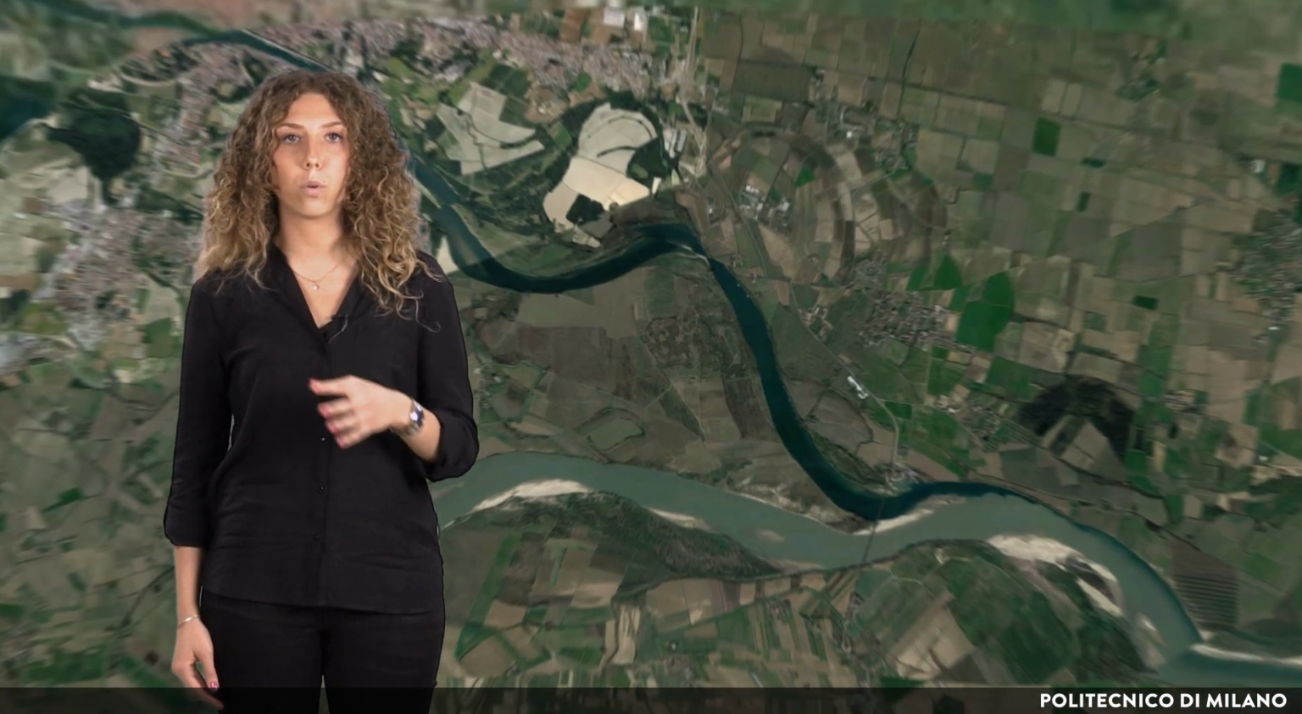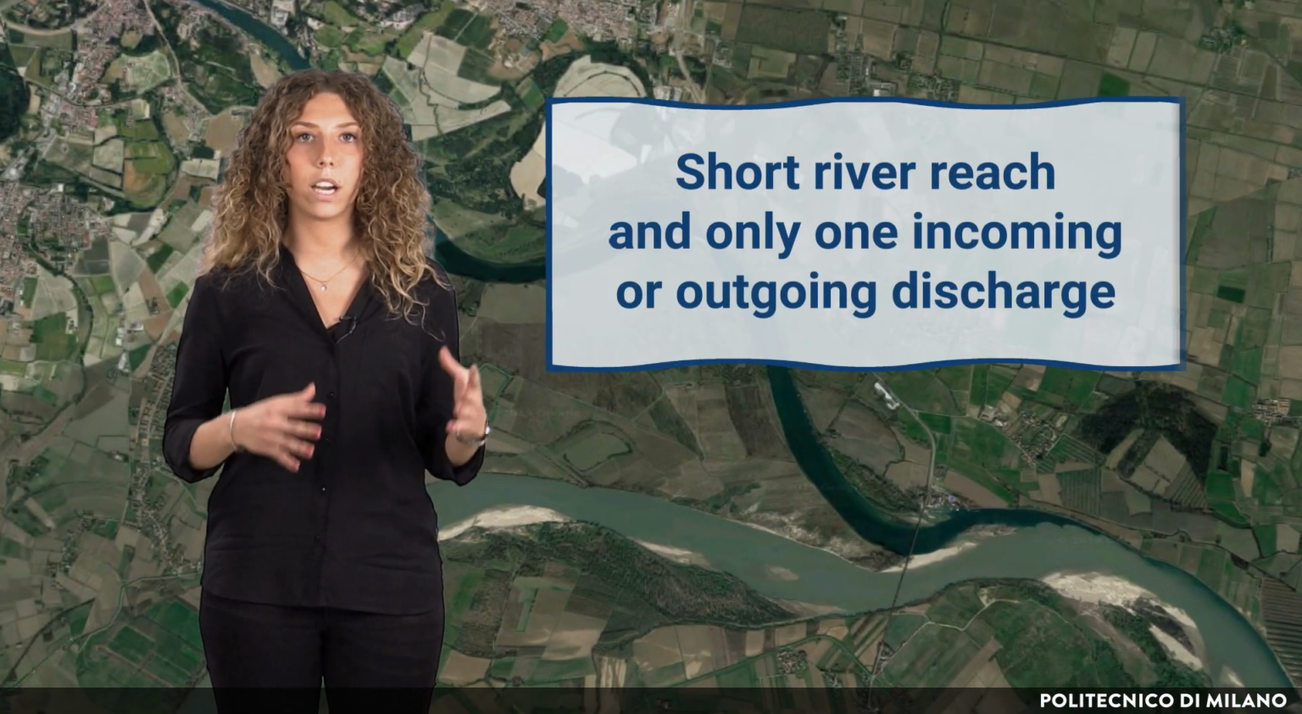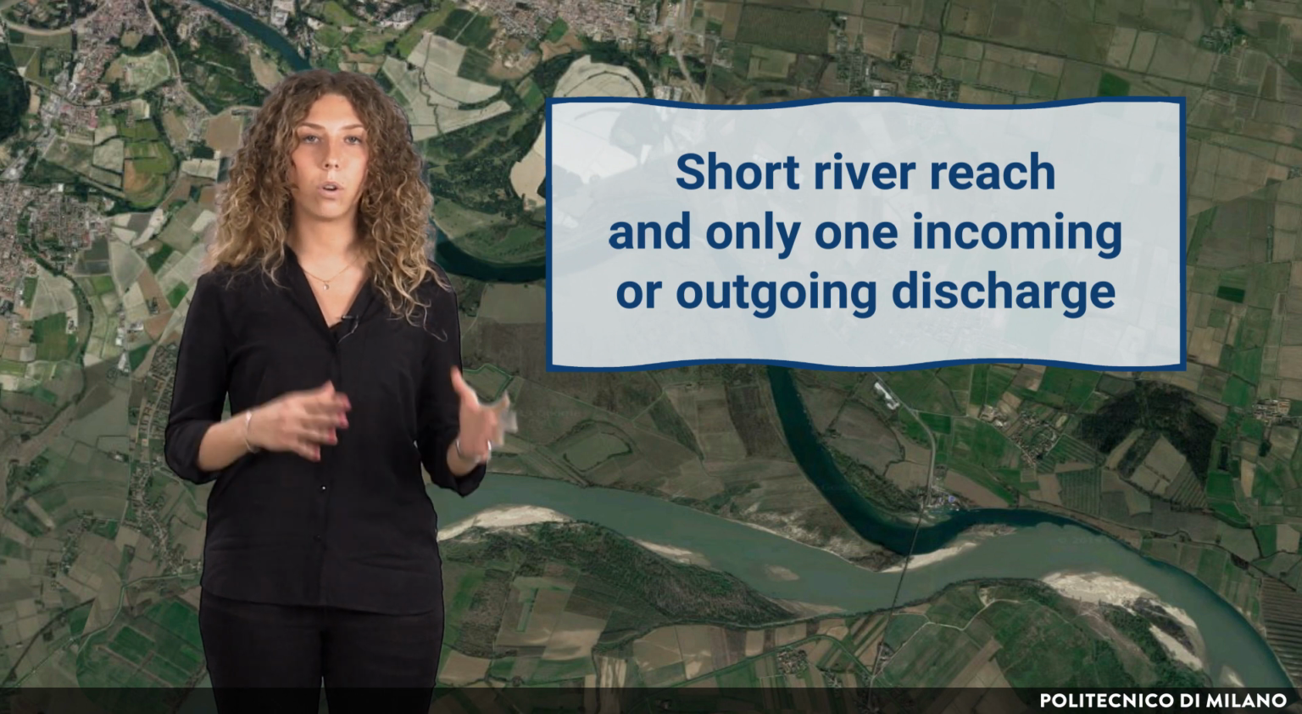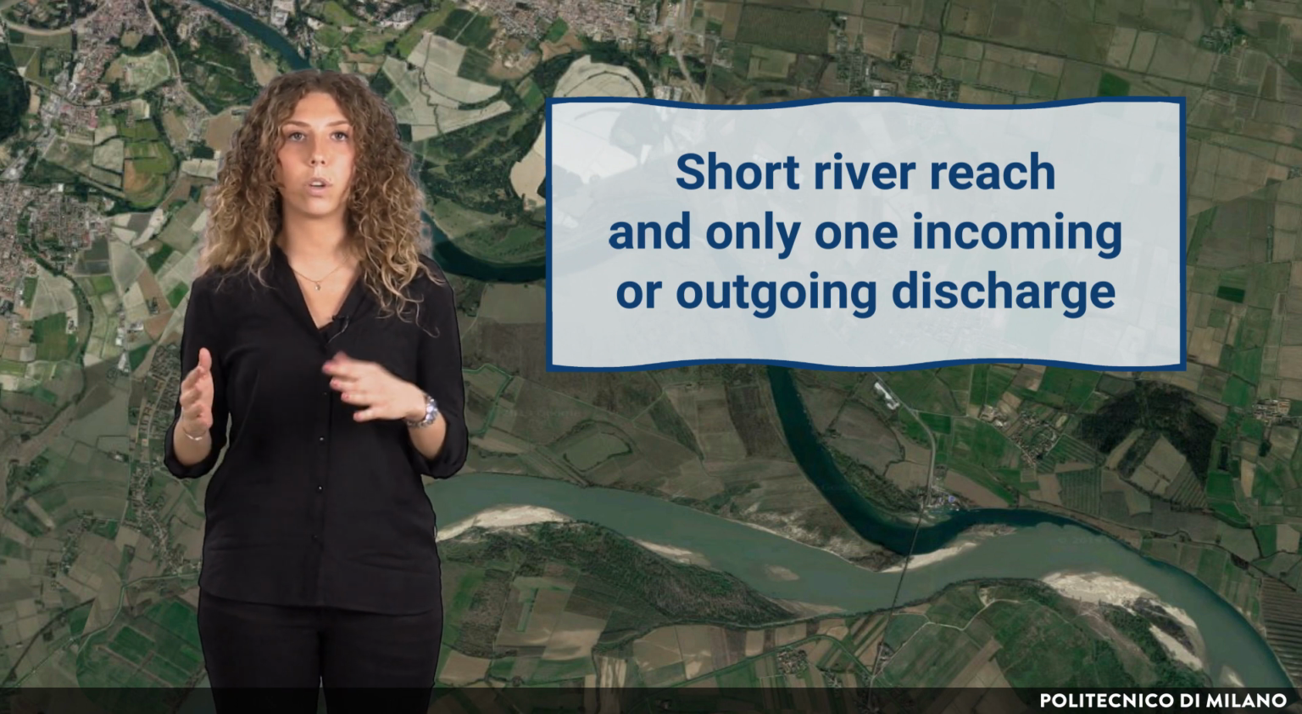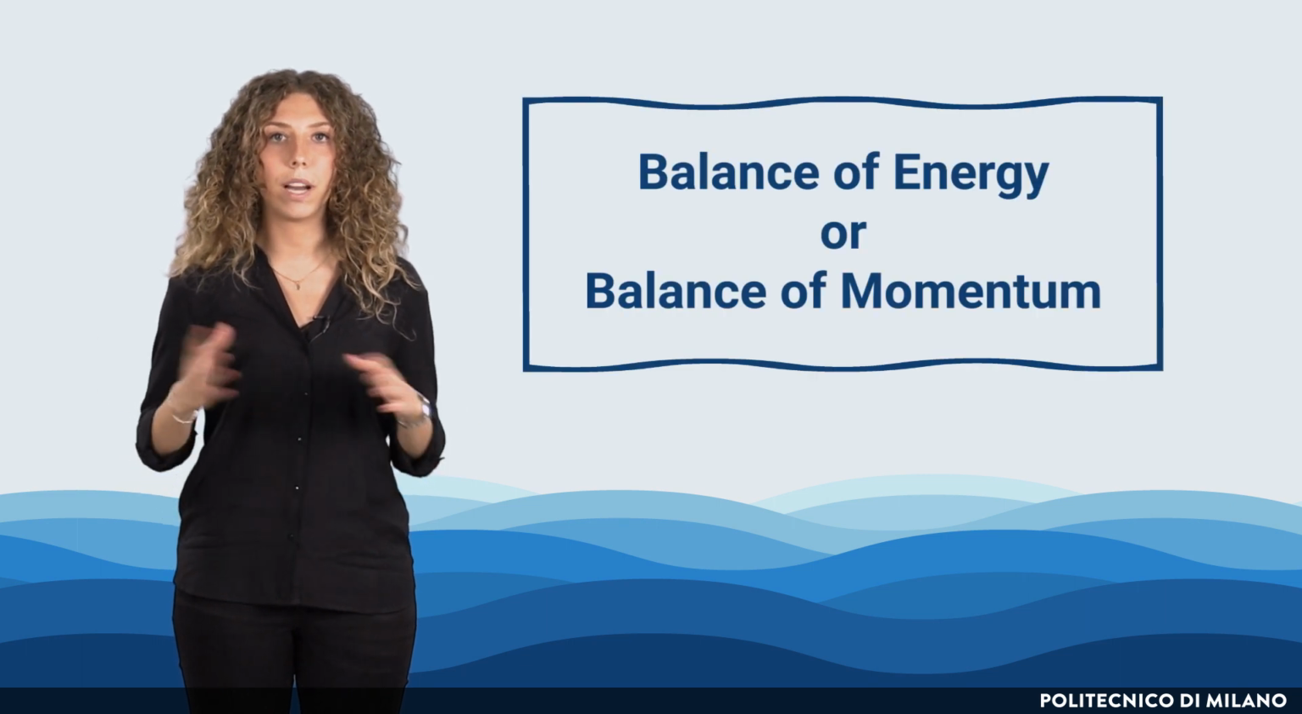The global scale is a problem treated by hydrology. However, we will focus our attention on the local scale, which considers only a short river reach and only one incoming or outgoing discharge. By doing so, we can better manage the problem by only changing the typical local hydraulic parameters.